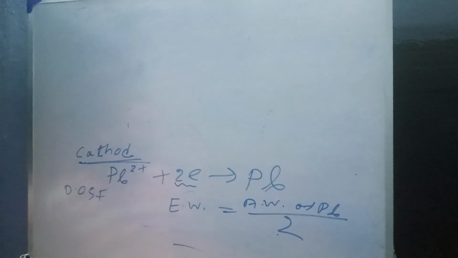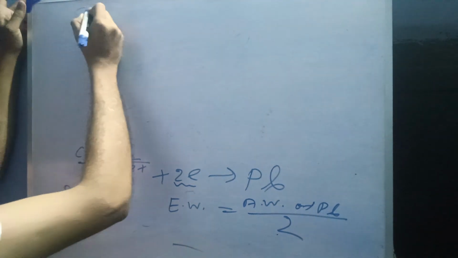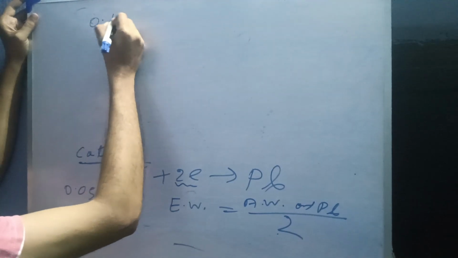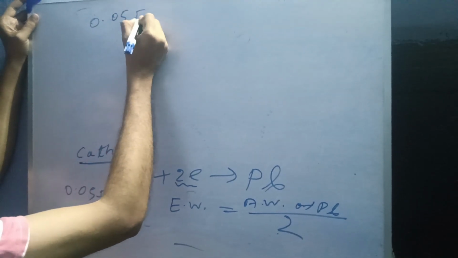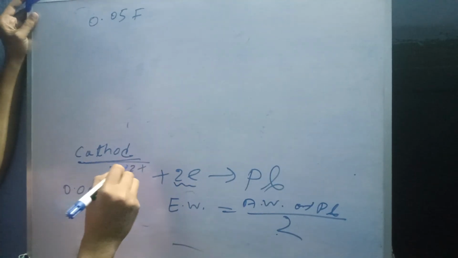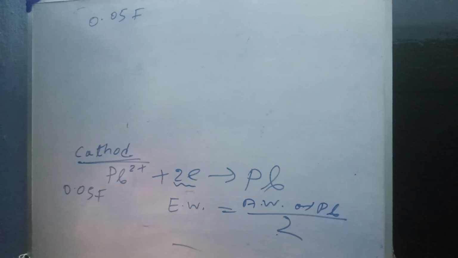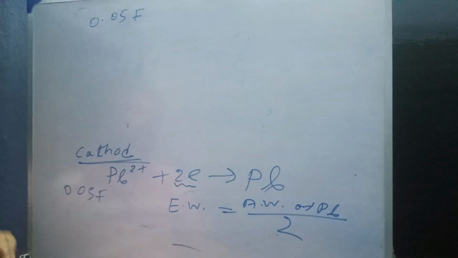Also, this question can be asked by the reverse method. That is, from this cell, if we pass 0.05 Faraday of current, then how much lead sulfate will be reduced?